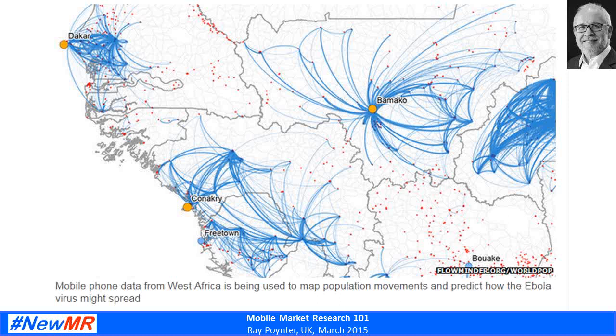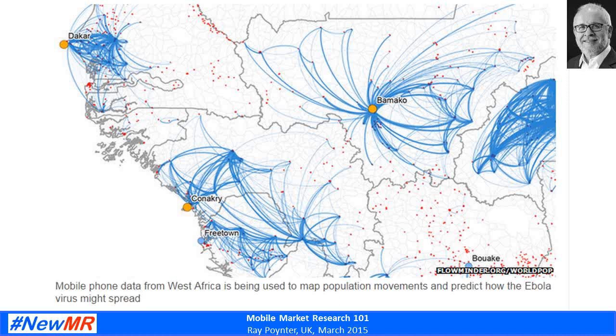Other examples from outside market research. This is a great project that Flowminder are doing, looking at the mobile phone data from the cell operators, from the people who provide the telephone service, to find out where people travel, to try to make predictive maps about where Ebola might move next. What they're looking at, however, is journeys of more than 20 kilometers.